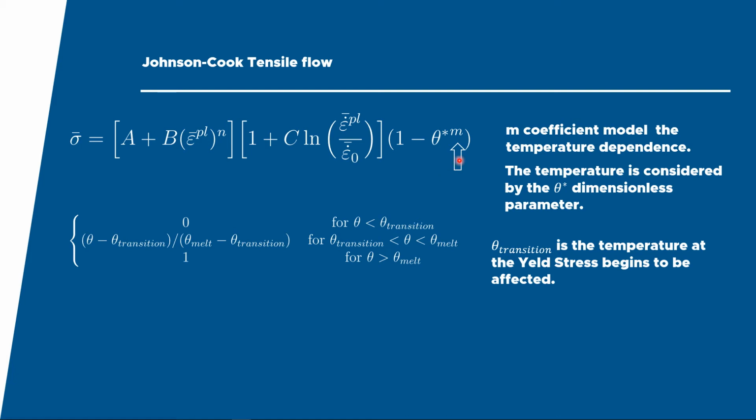So theta star goes to zero and this term goes to 1 here. So this part of the equation does not affect the model. In other words, the theta transition basically is the room temperature for, of course, most cases.